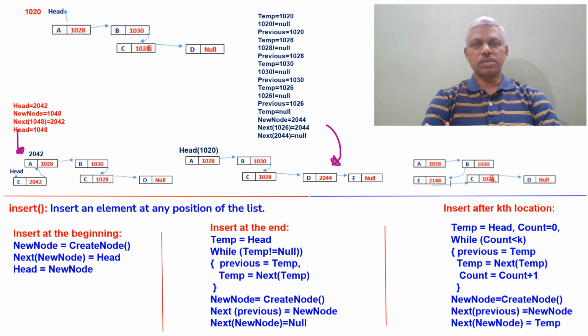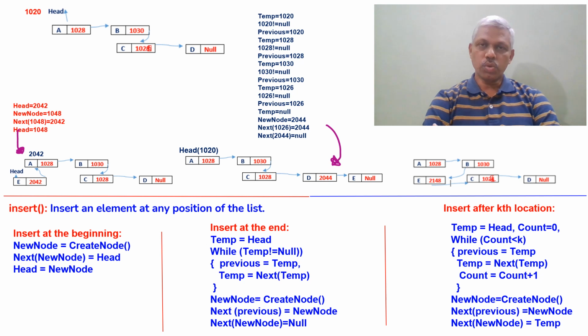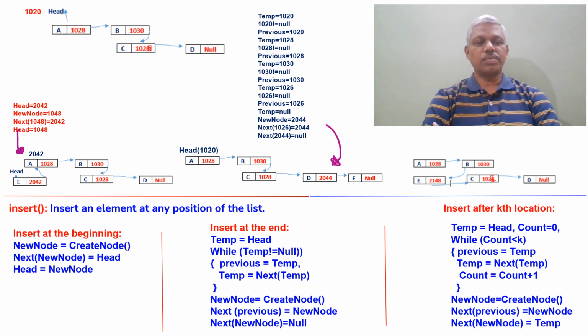Insert operations. Insertion can be done in three ways: insertion at the beginning, insertion at the end, and insertion after the kth location. Suppose we consider the linked list here. For insertion at the beginning, a new node shall be created, and the new node shall be taken as the head, and a link has to be given from the new node to the existing starting node. So this action can be done.